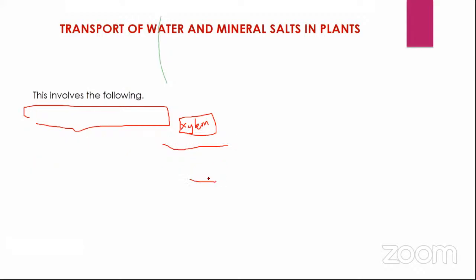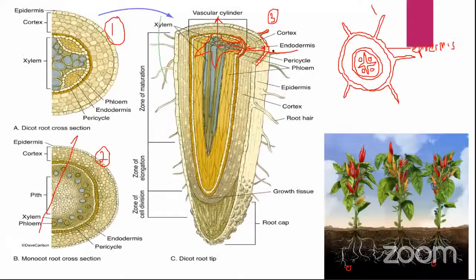As I've told you already, if you look at this picture, we are going to begin with uptake first, and how water is taken up, absorbed by the root hairs. Then when it reaches here at the endodermis, how does it enter the vascular tissue, that is the xylem? That is the second bit. Then after water has reached the xylem, how does it go up the plant?